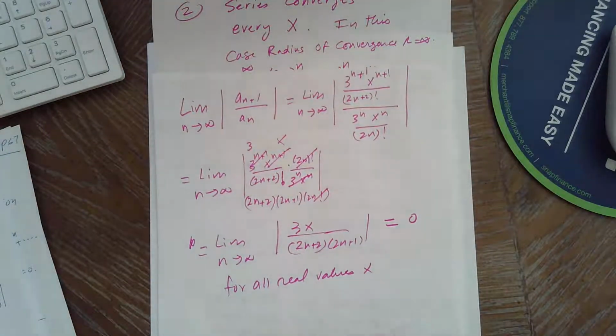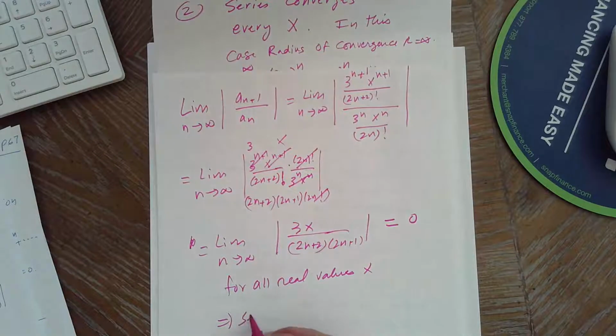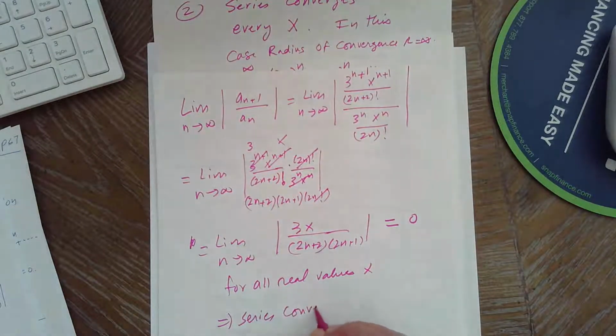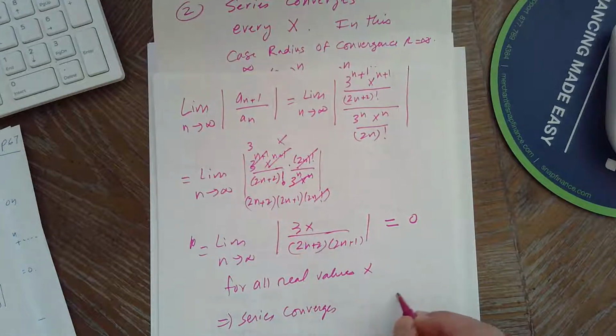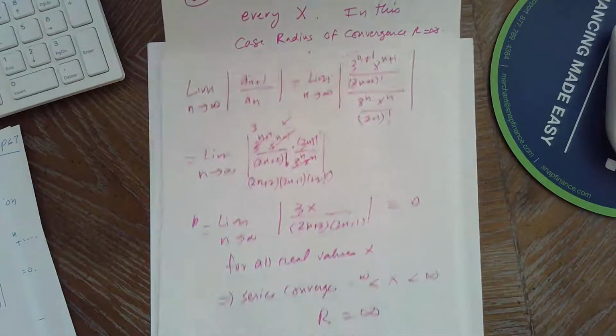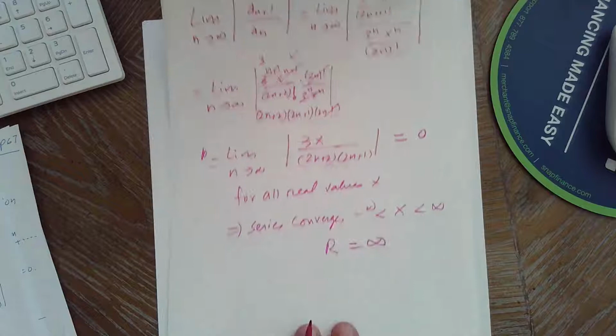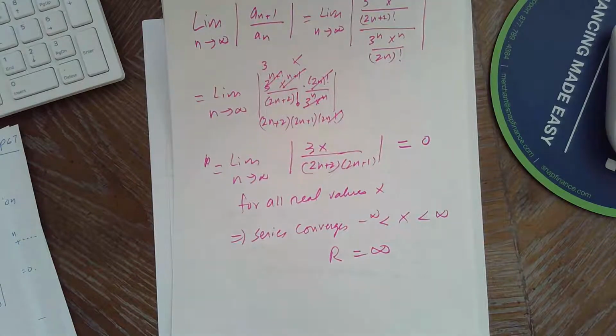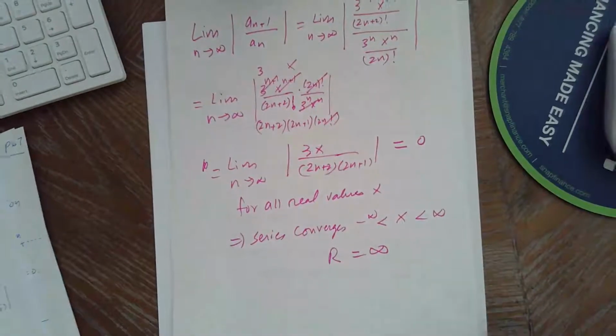So that means the series converges for all x from negative infinity to infinity. The radius of convergence is infinity. So this is the second case.